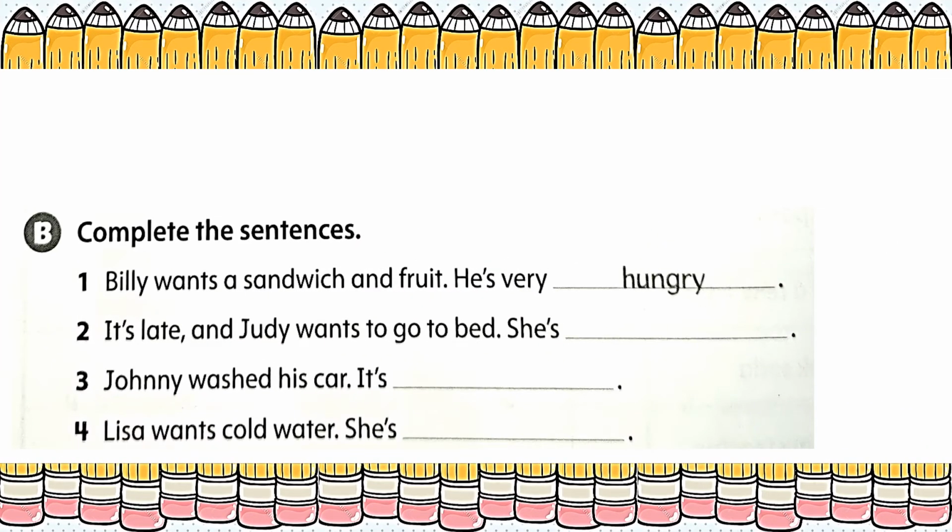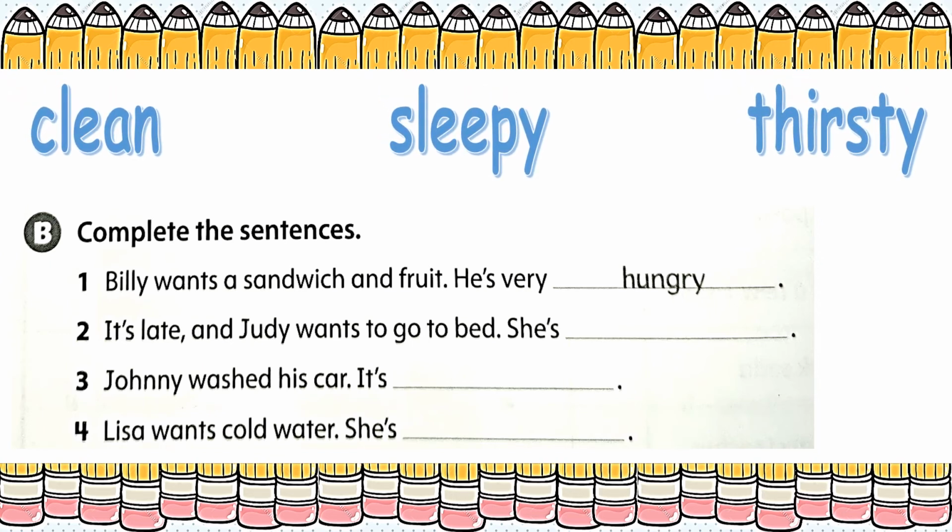Now for letter B, complete the sentences. We will be choosing our answers from these 3 words: clean, sleepy, and thirsty. For example, here on number 1, Billy wants a sandwich and fruit. He's very hungry. Now number 2, it's late and Judy wants to go to bed. She's, what do you think is our answer? Sleepy. Correct. Now cross out sleepy.